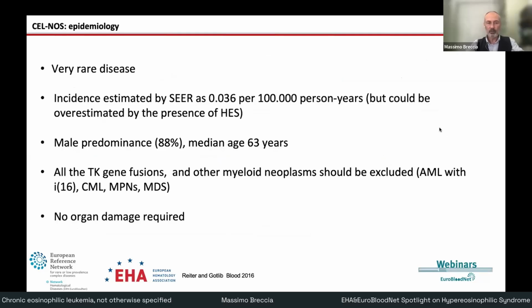So it's a very rare disease. The incidence in our paper was estimated by Sears as 0.036 per 100,000 person-years, but probably could be overestimated here by the presence of hypereosinophilic syndrome. So this disease occurs with a male predominance and the median age of 63 years. And as you know, no organ damage is required. And we also have to exclude the eosinophilia, for example, associated with AML with inversion of chromosome 16, and also associated with CML, MPNs, and MDS.